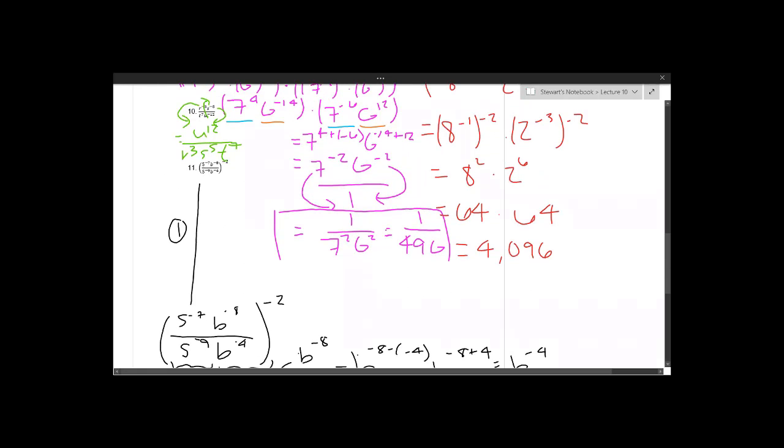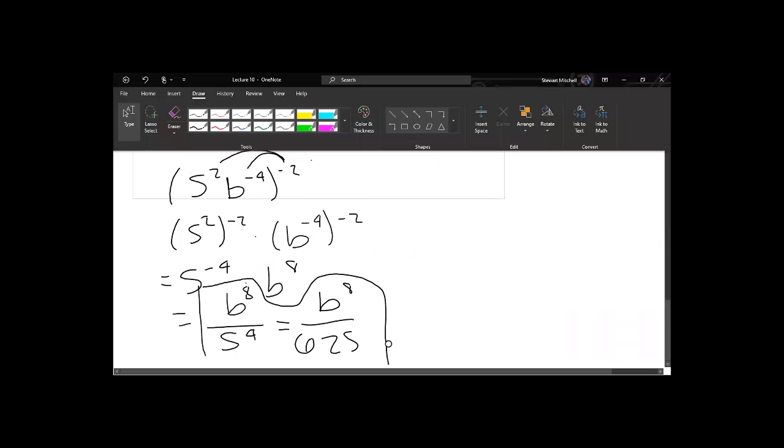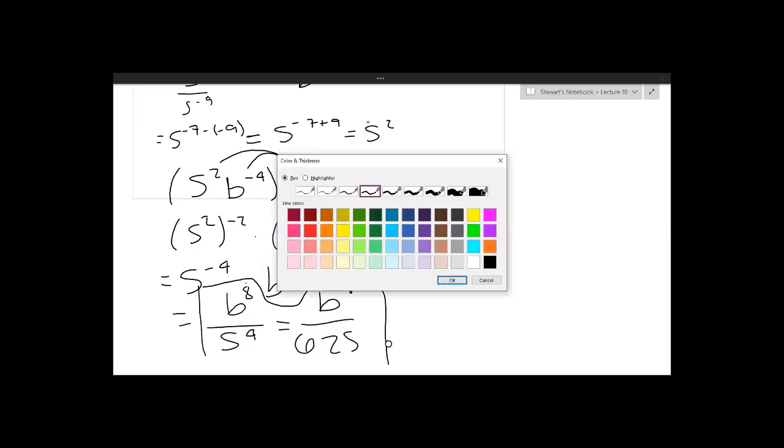Okay, so now, okay, I guess it's going to keep scrolling, which is not what I wanted.